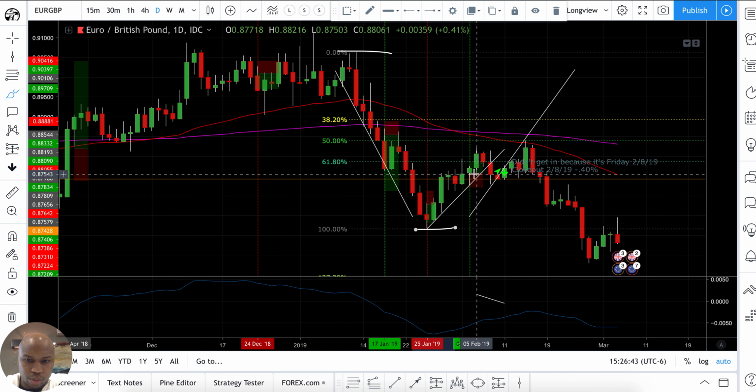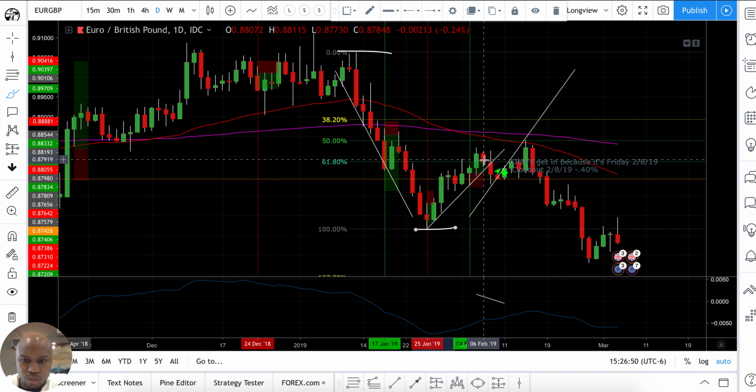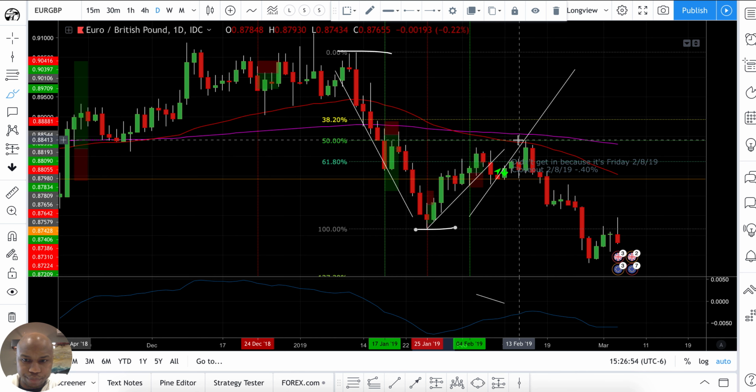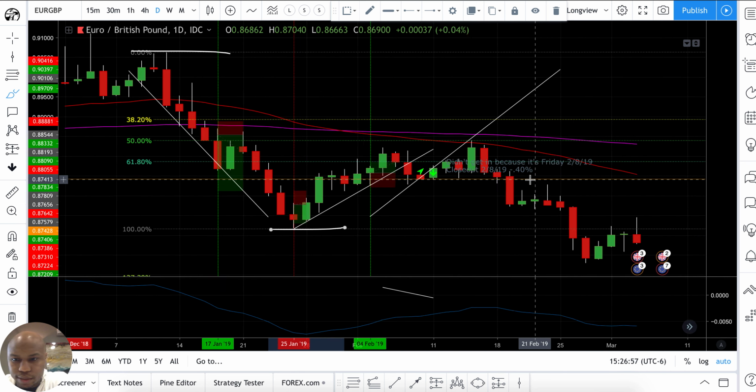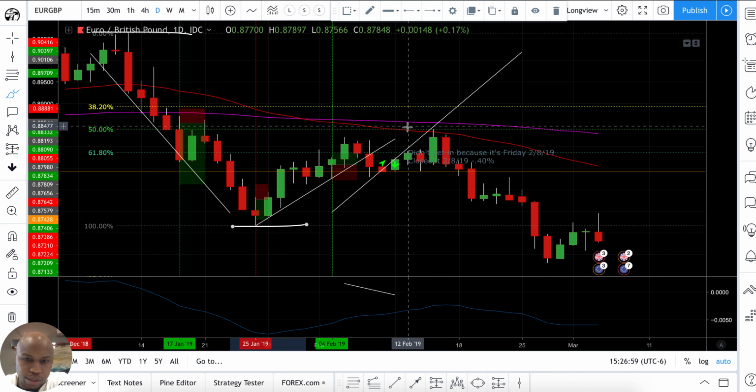So then when we pull back, I can really see, okay, we hesitate a little bit here, almost did, and then we pulled all the way back. Crazy how this lines up, man. I swear it's crazy every time.